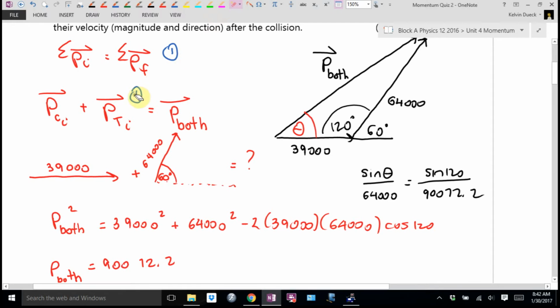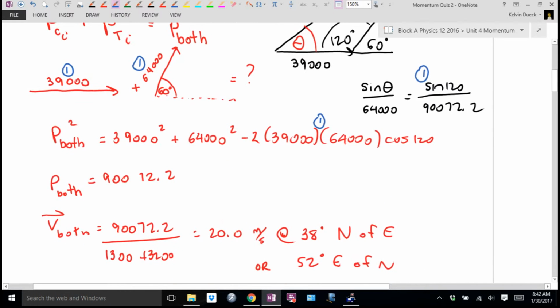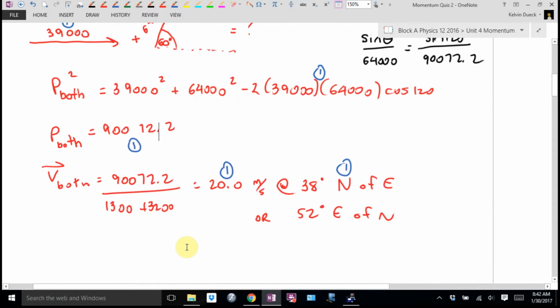I would probably give you 1 mark for this. No, I'll take that back. I would probably give you 1 mark for the 39,000, 1 mark for the 64,000. I would give you 1 mark for the cosine law. That's 4 marks. I would give you 1 mark for the sine law. That's 5 marks. 1 mark for that, and 1 mark for that. Something like that I think I would do. You know what? I'll even take back, rather than giving you the mark for the sine law, I would absolutely give you a mark if I saw that 90,072.2, because a common mistake, kids forget to divide by the mass, or they forget to square root or something like that. Is that okay? Let's try another one.